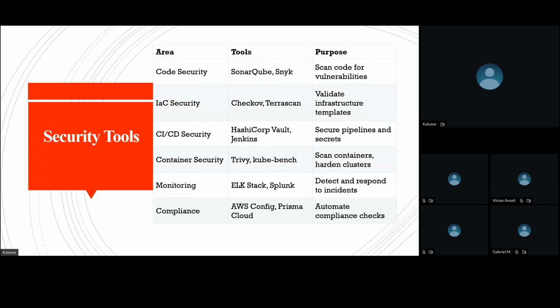Then we have container security, where we have Trivy and Kube-bench. Kube-bench will sit on the cluster, then Trivy on our pipeline, to scan containers and harden clusters. Then monitoring, we have ELK Stack and Splunk, so they detect and respond to incidents. Then on compliance, we have Prisma Cloud and AWS, so we automate the compliance checks.